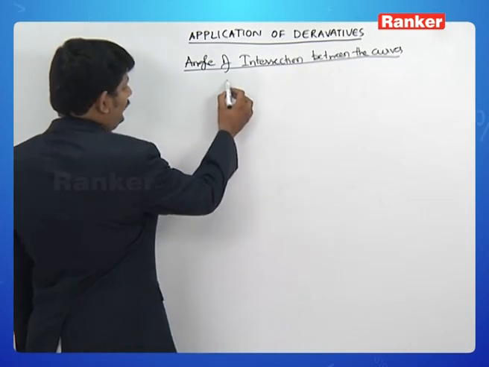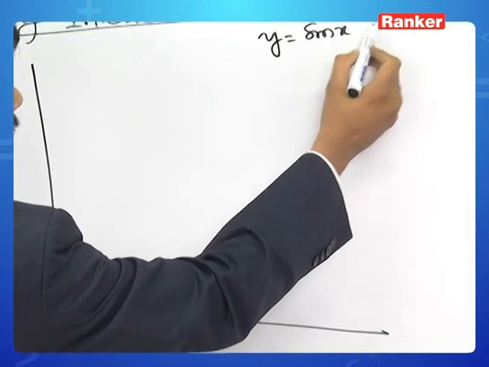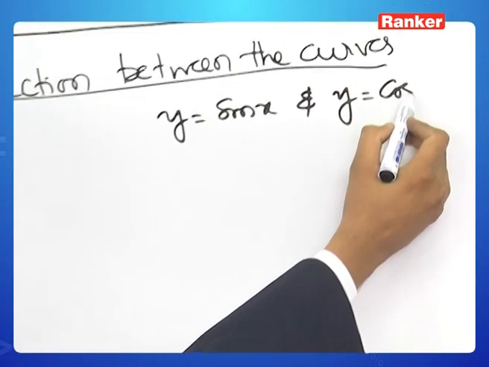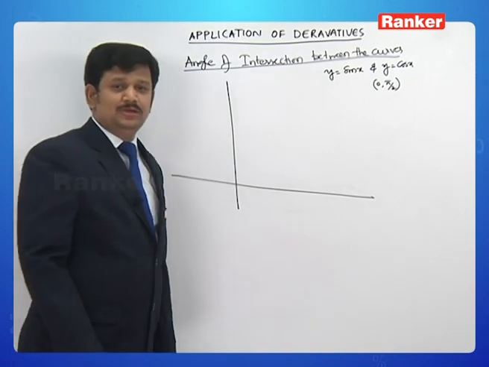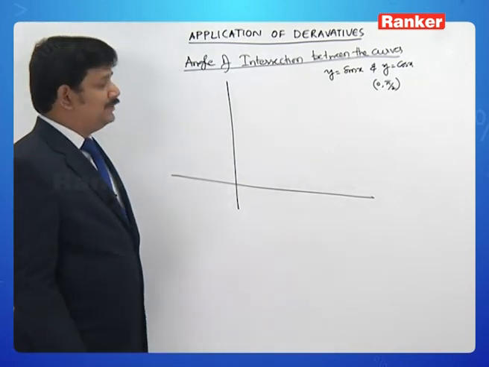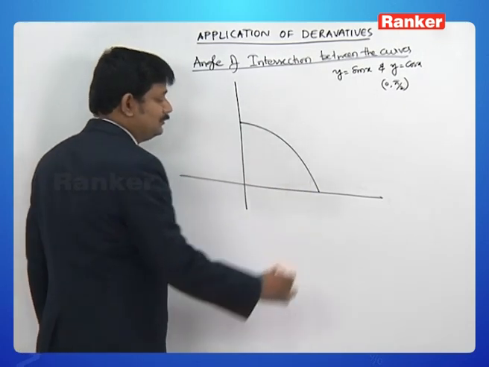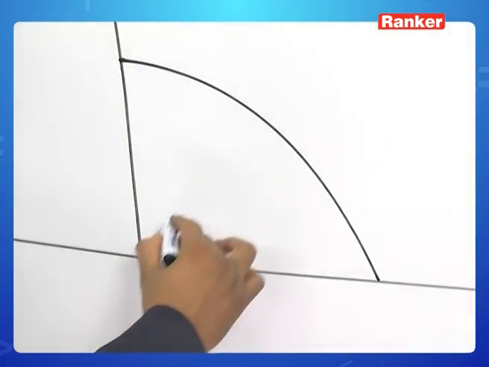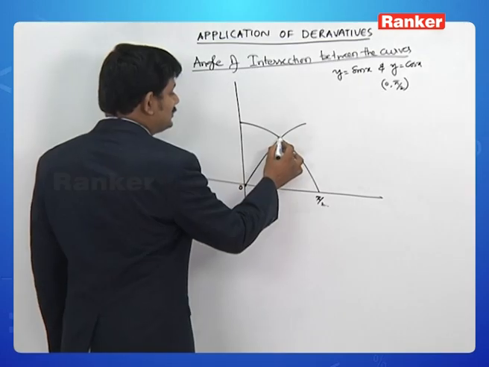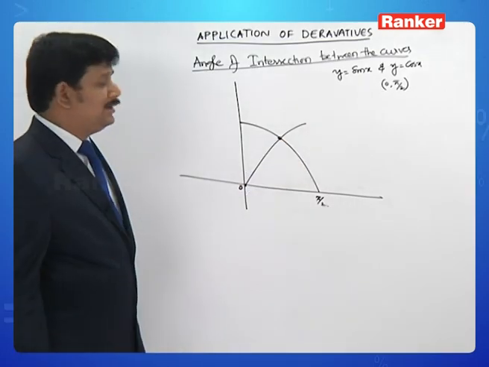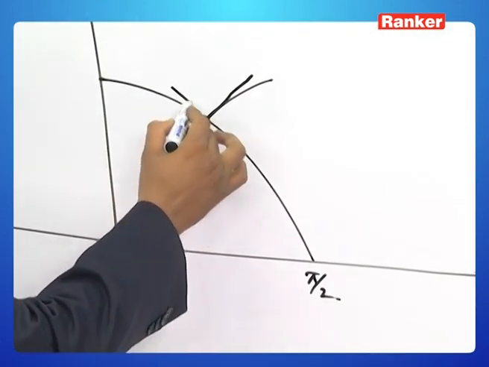Let us say we want to find angle of intersection of the curves y is equal to sin x and y is equal to cos x between 0 to pi by 2. Cos x, we know the graph, this is how it would be, and sin x graph varies from 0 to 1, and both of them intersect in between, and we are asked to find angle of intersection of these two curves, that is angle between the tangents at the point of intersection.